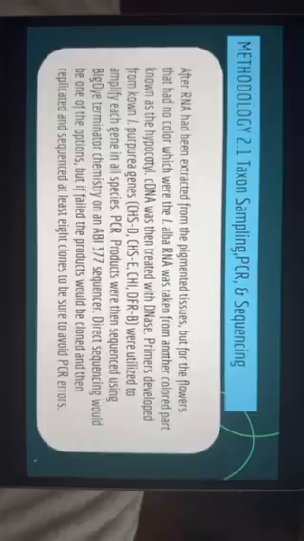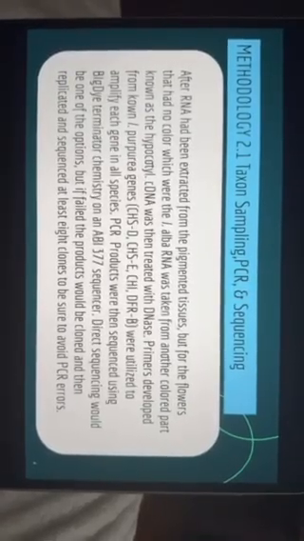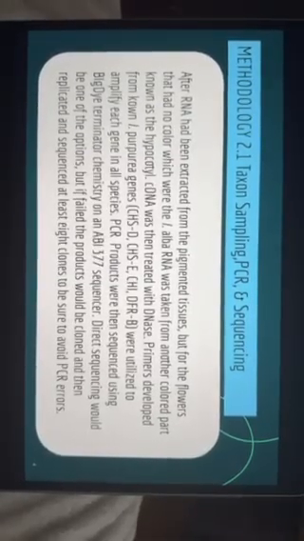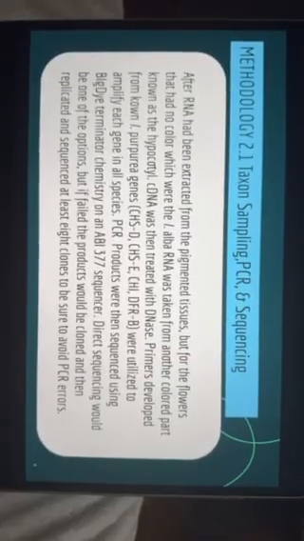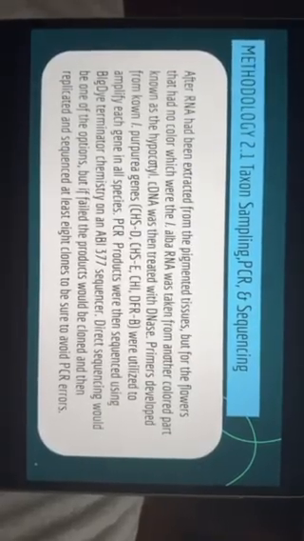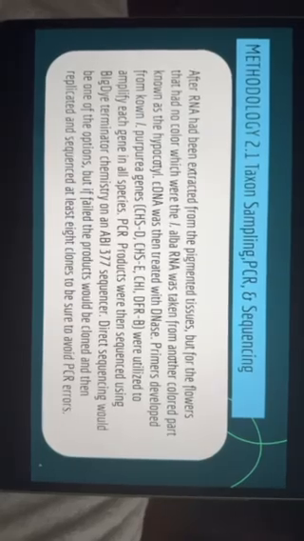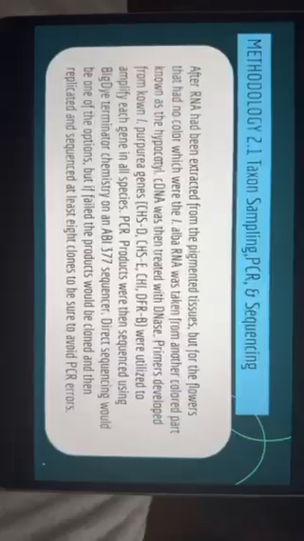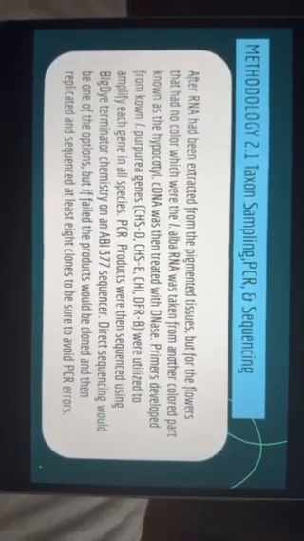After RNA had been extracted from pigment tissues, for the flowers that had no color, RNA was taken from another colored part known as the hypocotyl. cDNA was treated with DNase, and primers developed from known Ipomoea genes, CHSD, CHSE, CHI, and DFRB, were utilized to amplify each gene in all species. PCR products were then sequenced using Big Dye Terminator chemistry on an ABI 377 sequencer. Direct sequencing was one option, but if it failed, the products would be cloned, then replicated and sequenced, with at least 8 clones to be sure to avoid PCR errors.